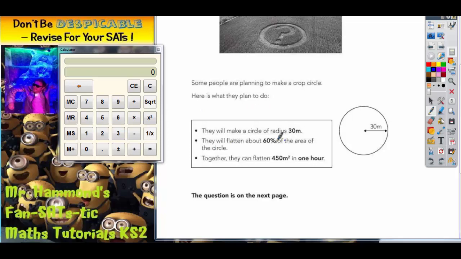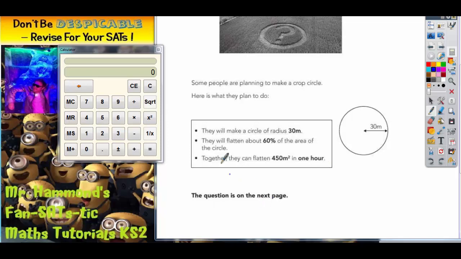They will make a circle of radius 30 meters, like you can see in the picture. They will flatten about 60% of the area of the circle, and together they can flatten 450 meters squared in 1 hour. The question is on the next page.